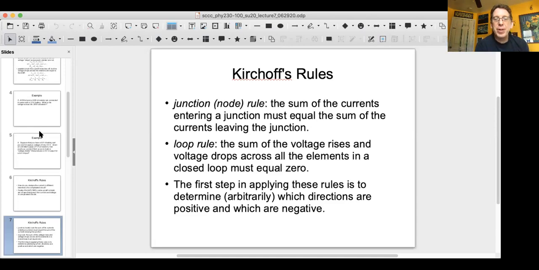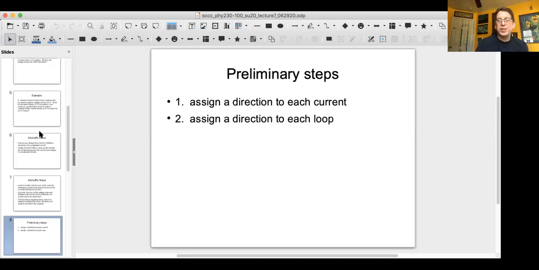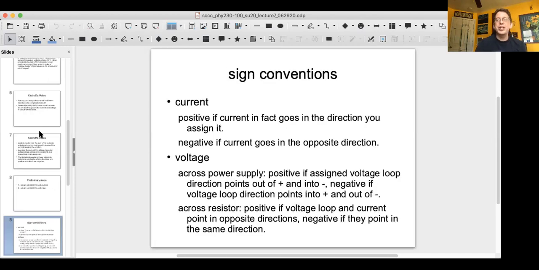So the first step in applying these rules is to determine which directions are positive and which are negative. So it's arbitrary, but there are some basic rules that go to that. So you assign a direction to each current, you assign a direction to each loop. And again, if you do the calculations correctly, and you get a value for one of your currents that's negative, that means it's actually going in the opposite direction to what you assigned it. And if it's positive, it means it's going in the same direction to what you assigned it.